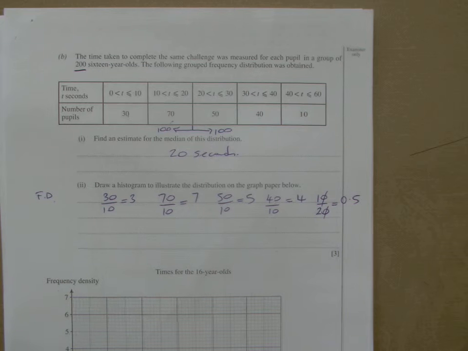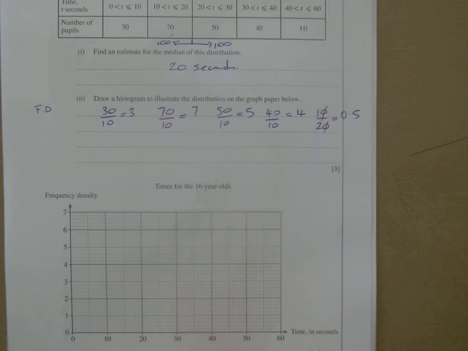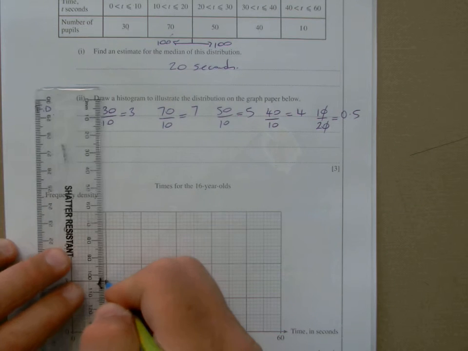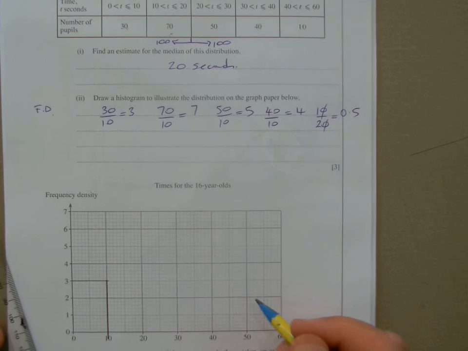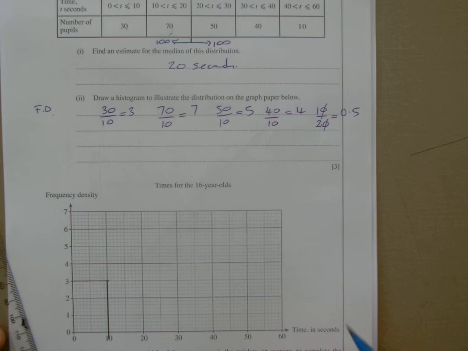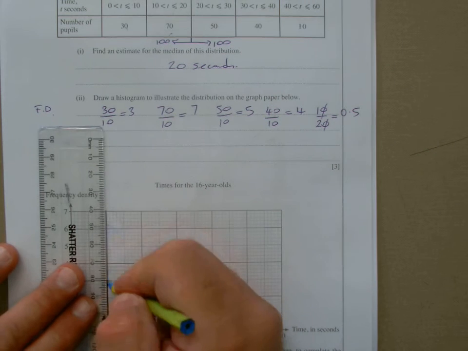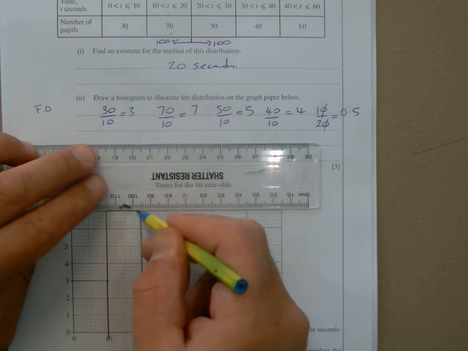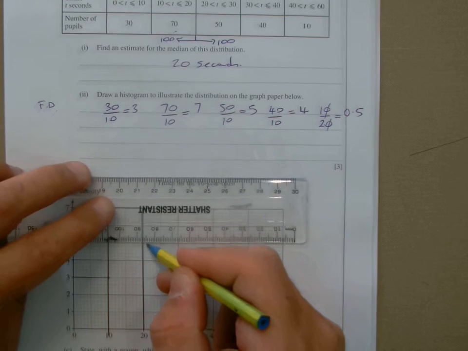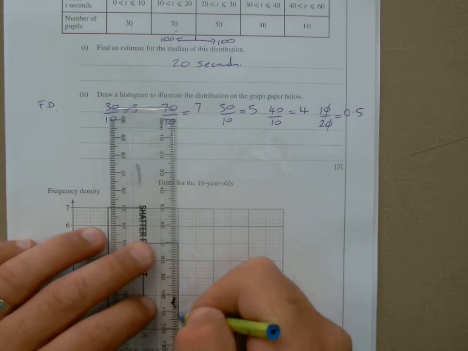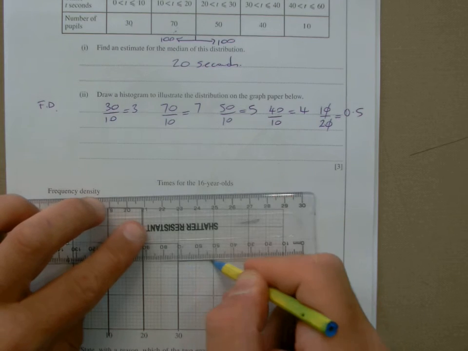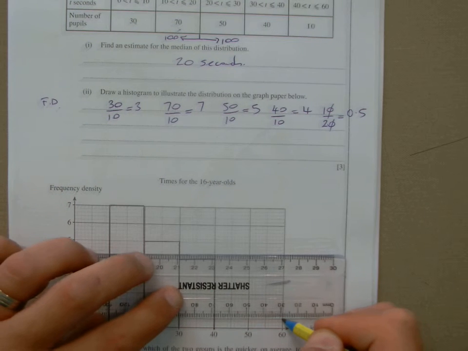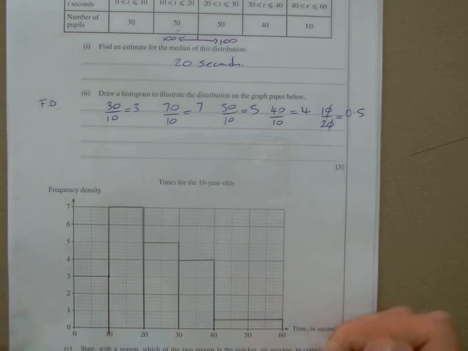So on here then, we're going to draw our histogram. For the first frequency density there is 3. So we've got a bar there of height 3, and then the next bar is of height 7. Then we've got a bar of height 5. Then we've got a bar of height 4. And the final bar then obviously is of 0.5, but it's twice as wide, isn't it? It's got a width of 20.